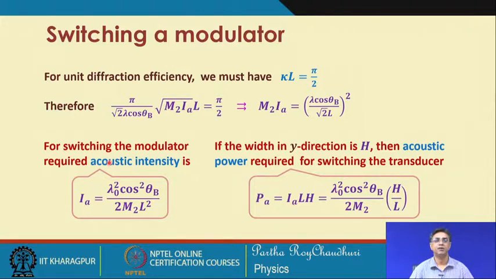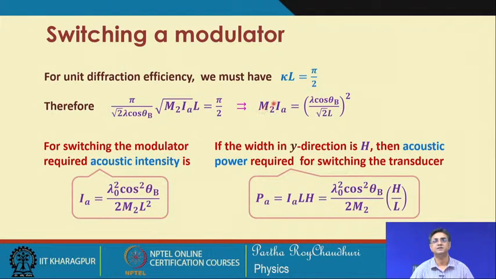In this case, the power from the incident wave, that is the 0th order wave, is to be completely transferred to the plus first order wave. That is the switching of the modulator, and that corresponds to pi by 2 in this case, because the variation is a sine square variation. So, this defines the condition for the acoustic power requirement.